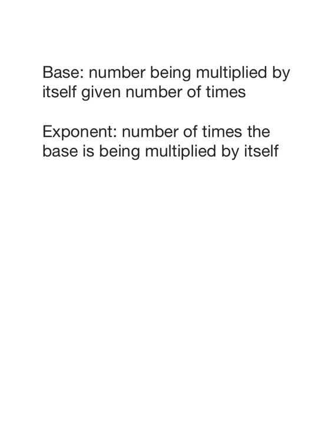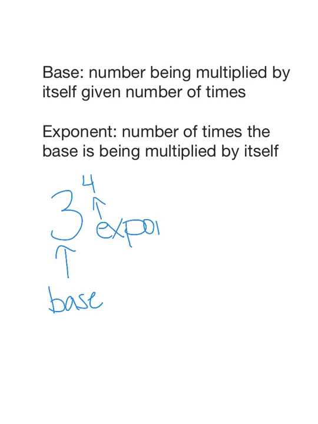The basic vocabulary that you need to know is that a base is the number being multiplied by itself a given number of times. Your exponent is the number of times the base is being multiplied by itself. So, for example, if I had 3 to the 4th power, my 3 is going to be the base, and the 4 is going to be the exponent. This basically means that I'm taking my number 3 and multiplying it by itself 4 times. So that would look like 3 times 3 times 3 times 3.